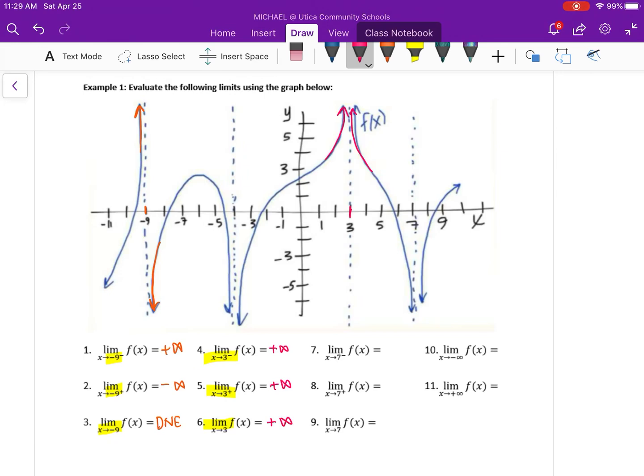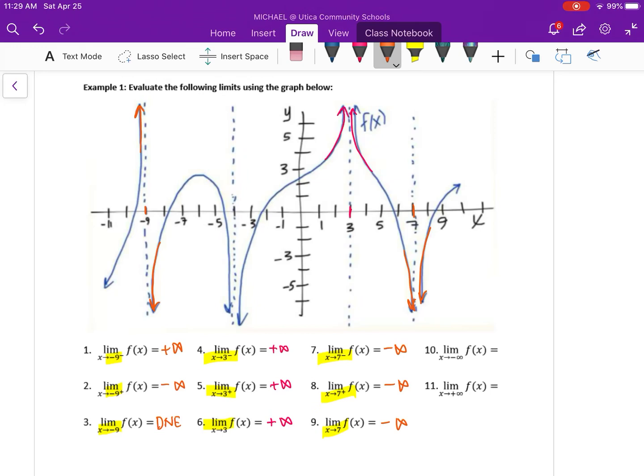And finally, we are at 7. So 7 is right there. 7 from the negative side would be negative infinity. 7 from the positive side would also be negative infinity. And then because both of those are the same, the limit as x approaches 7 would be negative infinity.